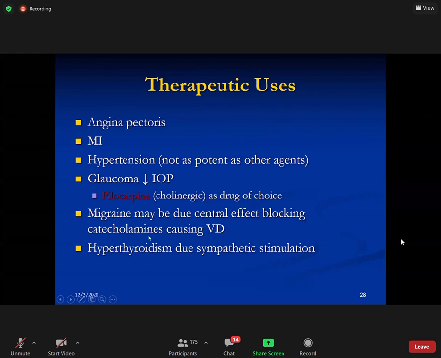Migraine may be due to central effect of blocking catechol causing vasodilation. Although the migraine, I don't know this. And when you have a severe headache, nothing will help. Depending on how many medications you take, will anyone from you have a severe headache, or no? What do you take?